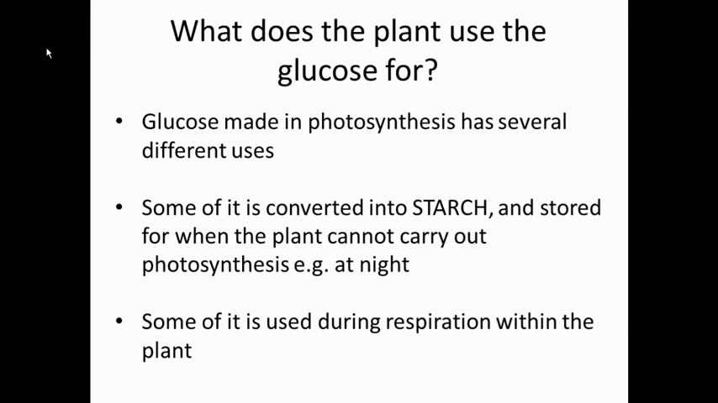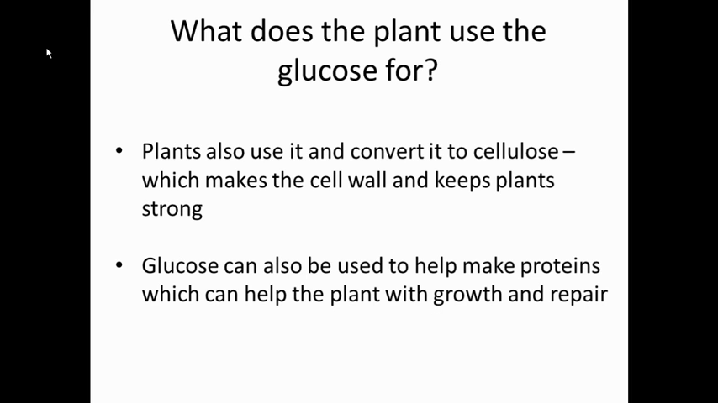So remember, you need sunlight for photosynthesis. So at night, or if the plant is kept in the dark for any reason, the plant will still need the glucose, but it can't make it. It can't make it because there's no sunlight. So at that point, it will use the starch that has been stored within the plant. Okay. So some of the glucose that is made in photosynthesis is stored as starch.